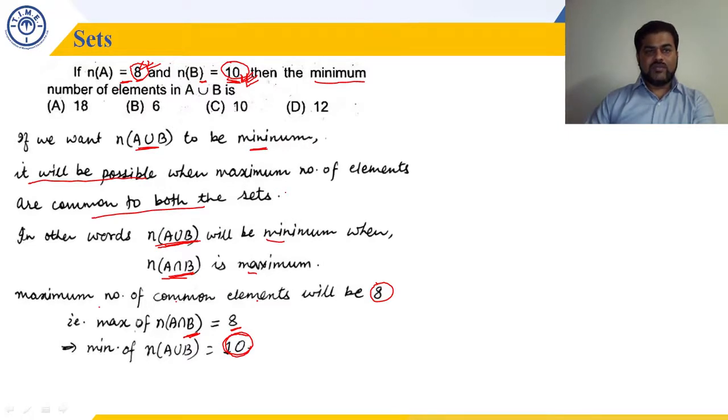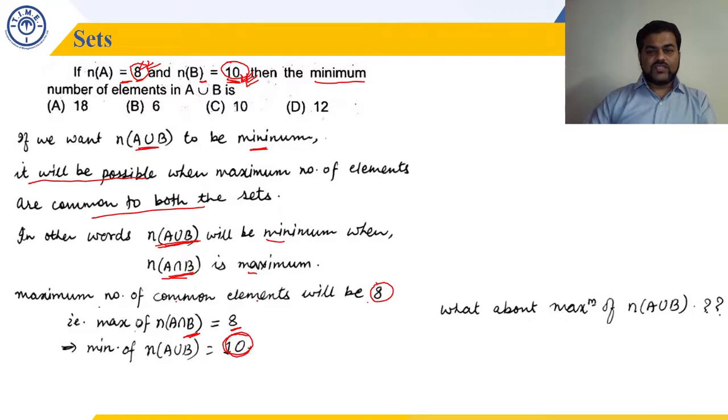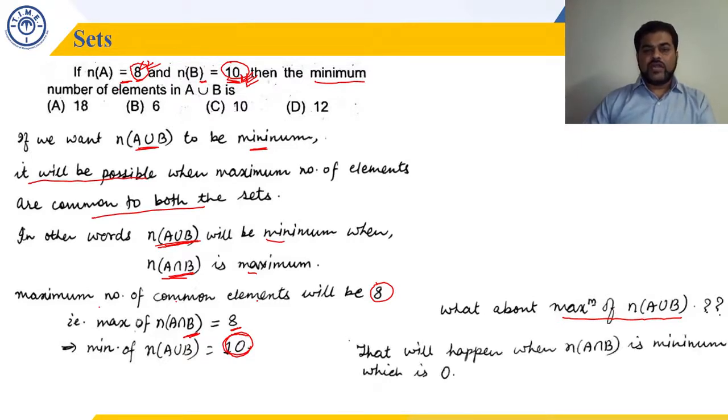Okay, let's look at another question in the same example. What if I asked you what is the maximum number of elements in A union B? The previous question was asking you the minimum number of elements in A union B. Now I am asking what is the maximum number of elements in A union B. So we will do the reverse of this. That will happen when the number of elements in A intersection B is minimum. Just the reverse case. So if the number of common elements is minimum, then the number of elements in the union will be maximum.